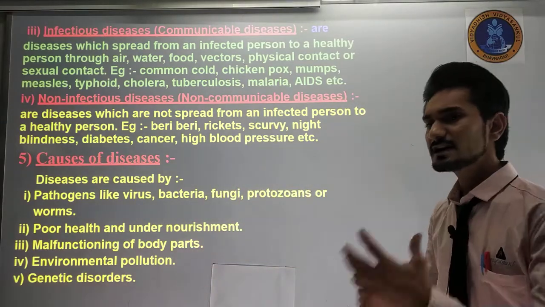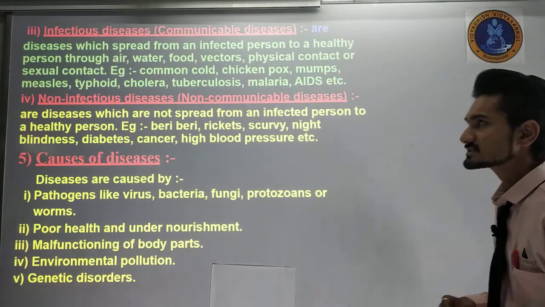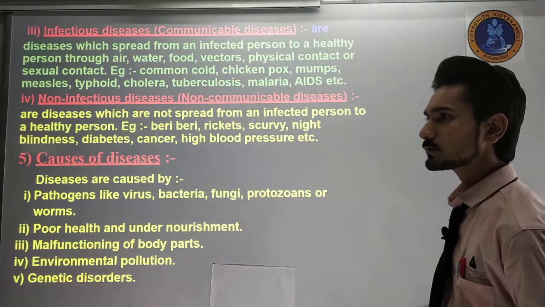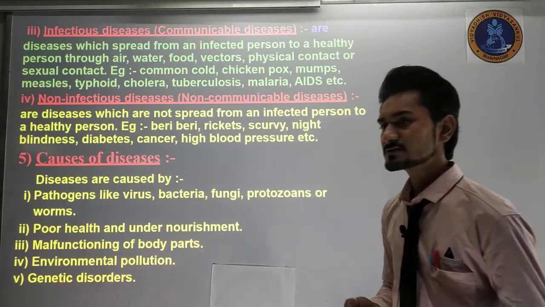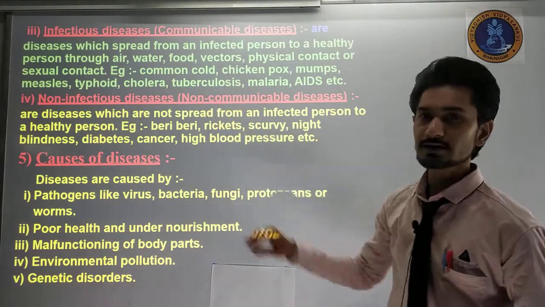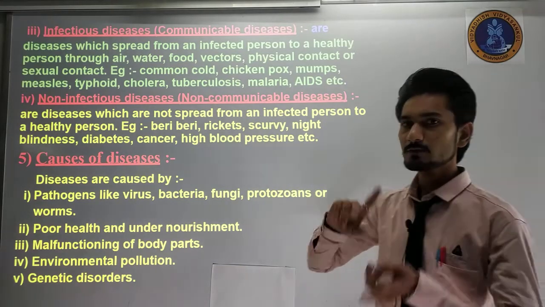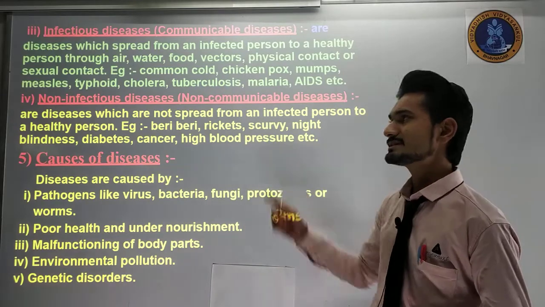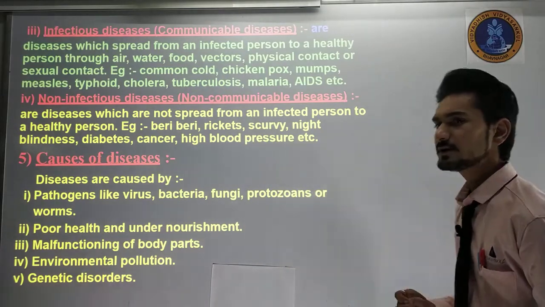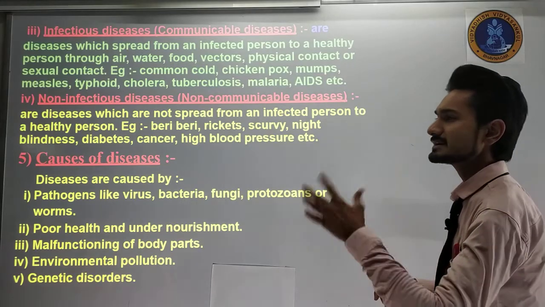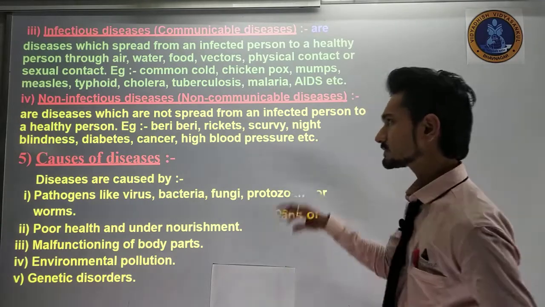Diseases which transfer from one person to another person are called infectious diseases. In recent times, you can say that corona is an infectious disease. Non-infectious disease means exactly the opposite of infectious disease. While an infectious disease spreads from one person to another, these diseases do not spread from one person to another. There is no medium that transfers the disease from one person to another.